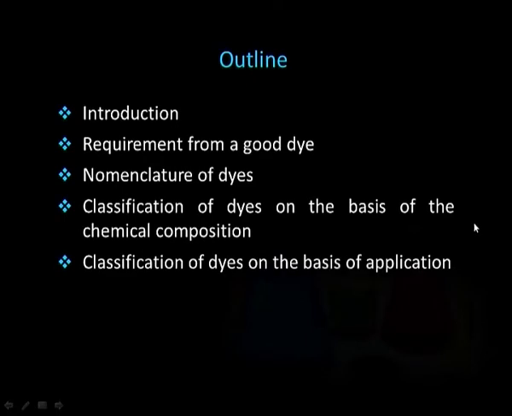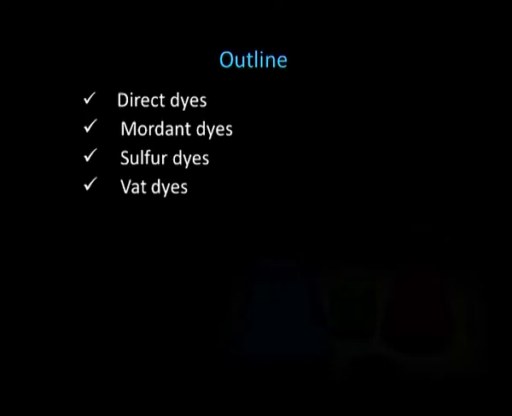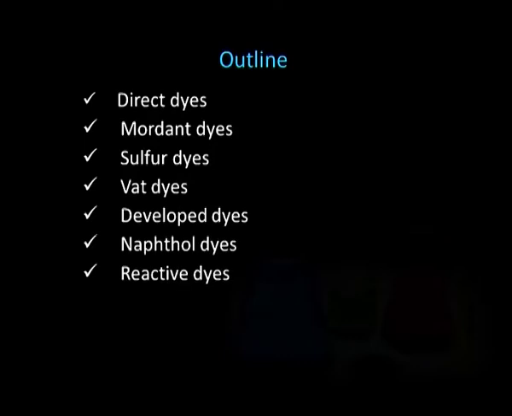Under the category of classification of dyes on the basis of application, the first kind of dye we will discuss is acid dyes. Then we will discuss basic dyes, azo dyes, direct dyes, mordant dyes, sulfur dyes, vat dyes, developed dyes, naphthol dyes, reactive dyes and pigment dyes.